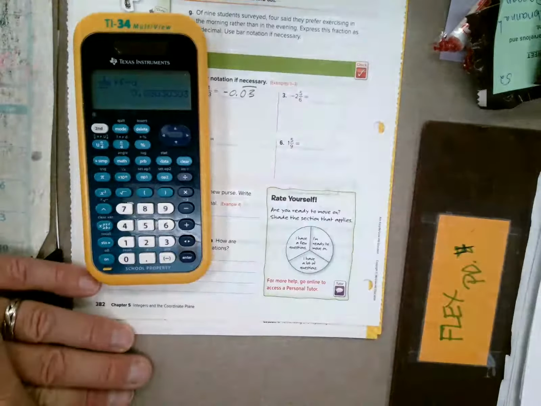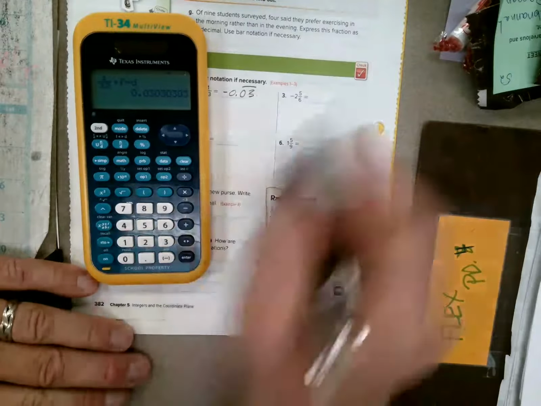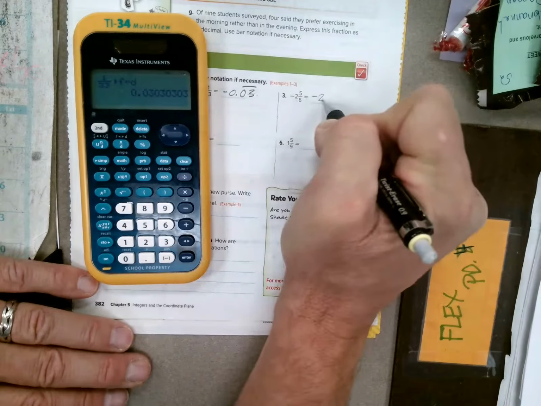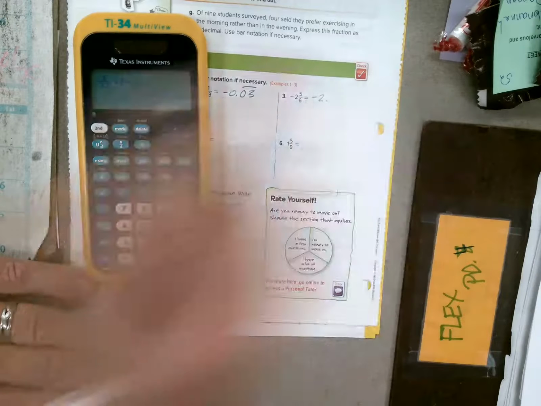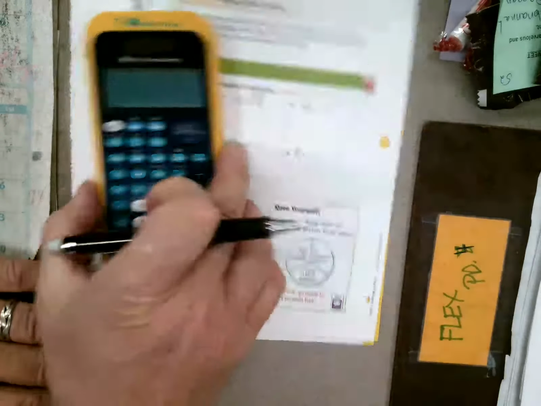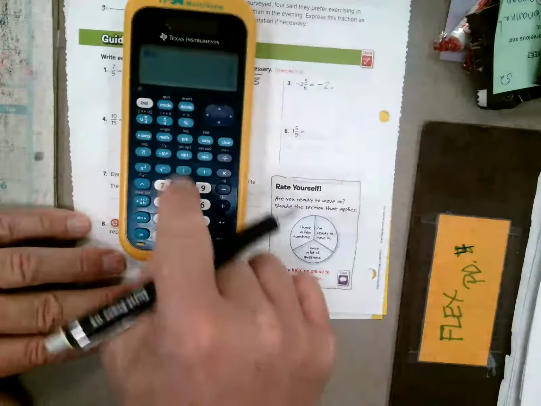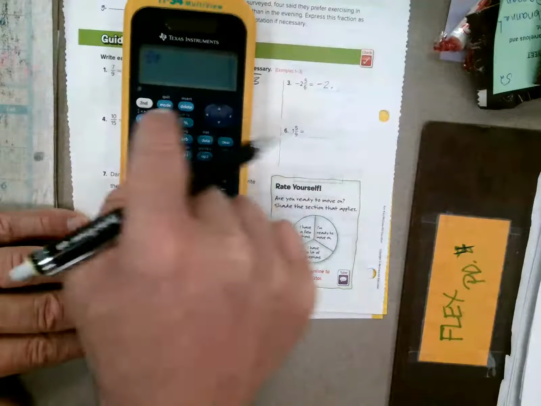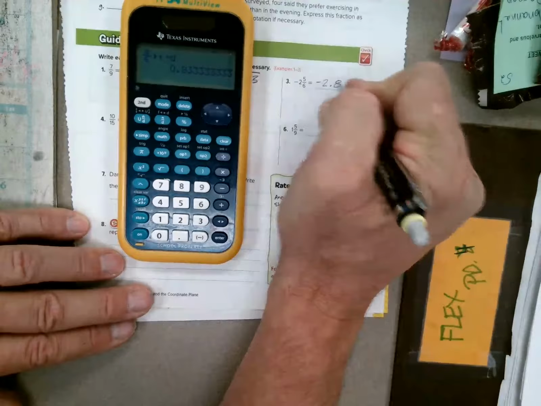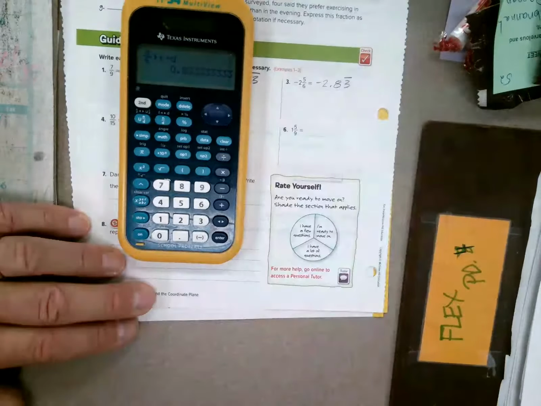Okay, so let's continue on to number 3. We know 3 is going to be a negative. I know it's going to have the whole number of 2. And what I'm going to do is just change 5/6. So there are 2 ways to do this, and I'll show you both ways. We could just take 5/6 and change it to a decimal and get 83 hundredths, with the 3 repeating, you see.